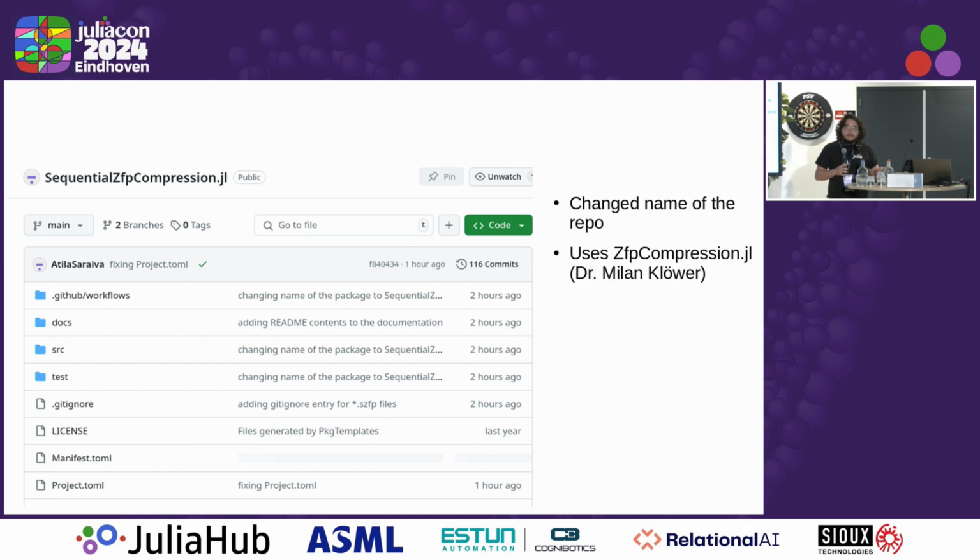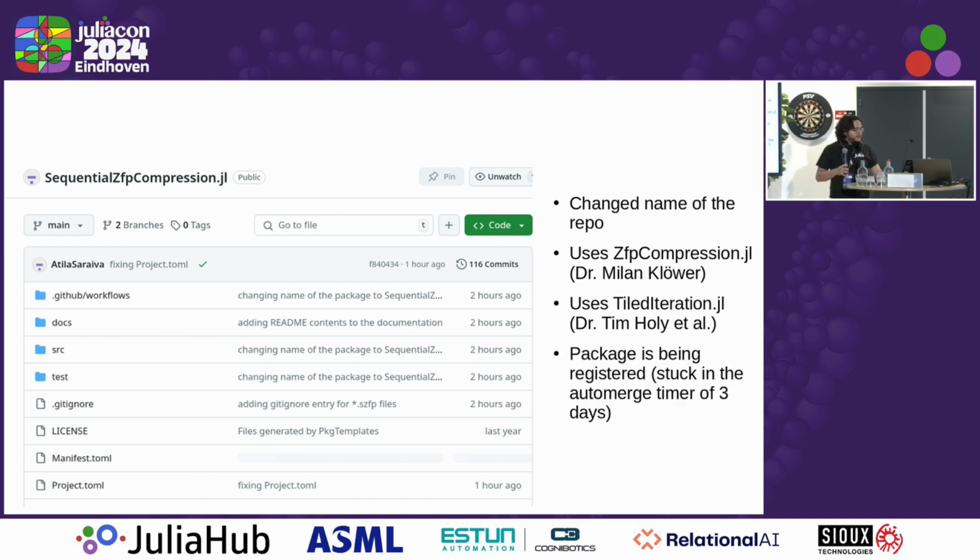Here I use the ZFPCompression.jl package as a dependency, developed by Milan Klöwer, and also TileIteration.jl, developed by Tim Hawley and other contributors. And the package is being registered. It's in the timer for 3 days for the auto merge, but it is in the process.